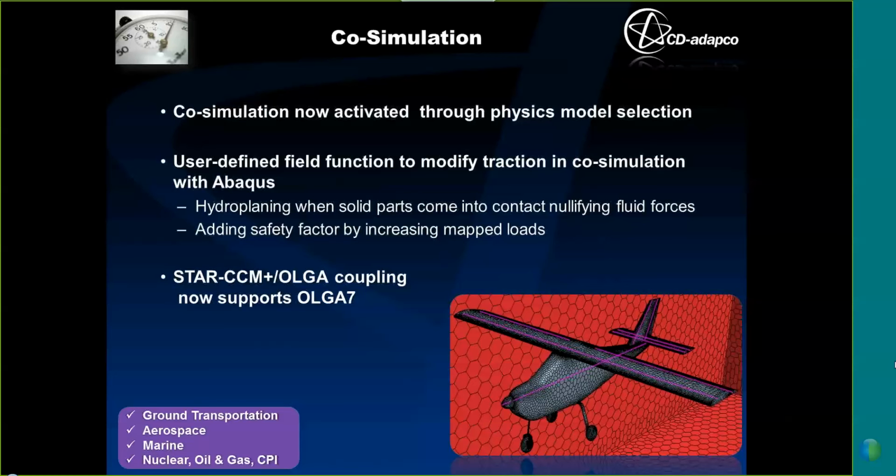We also now have a user-defined field function available to modify traction in co-simulation with Abaqus. So you can model things such as hydroplaning, when solid parts come into contact, nullifying the fluid forces. And you can also add a safety factor by increasing the map loads. We've also updated the Star to OGA coupling so that we now support OGA 7.